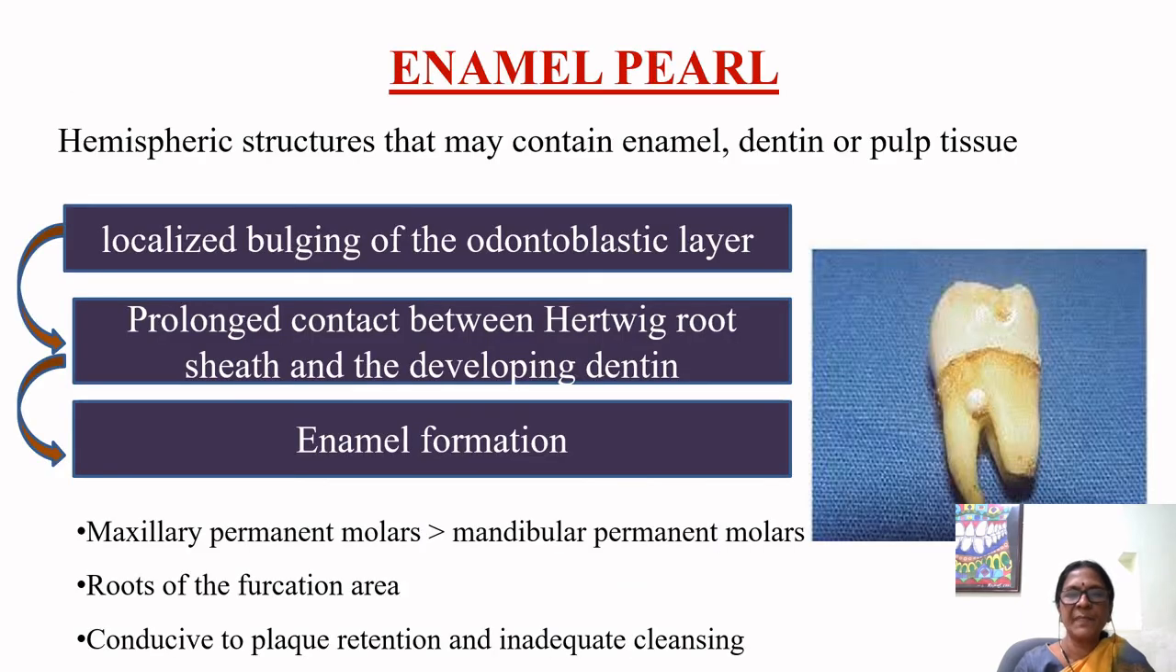Ectopic enamel pearl: hemispheric structures that may contain enamel, dentine or pulp tissue, a localized bulging of the odontoblastic layer due to prolonged contact between Hertwig's root sheath and the developing dentine. There is enamel formation in that area, and it is more common in maxillary permanent molars than mandibular permanent molars. The roots of the furcation area are involved, conducive to plaque retention and inadequate cleansing.